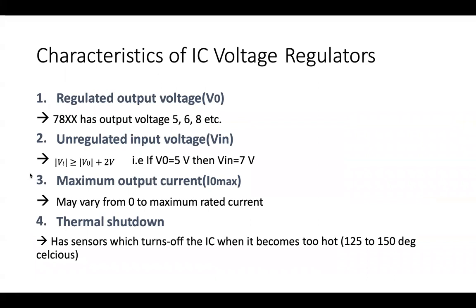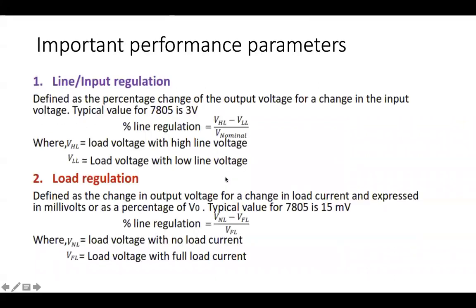If you can remember, we had learned about it, right? So the input should be about 7 volts, right? So Vi should be greater than or equal to V naught plus 2 volts, right? So it should be a little higher.